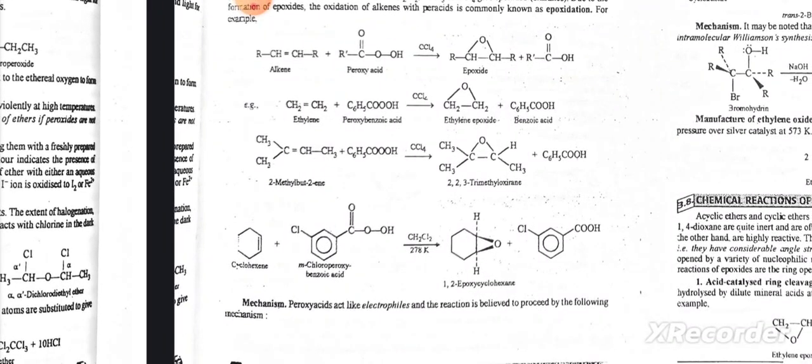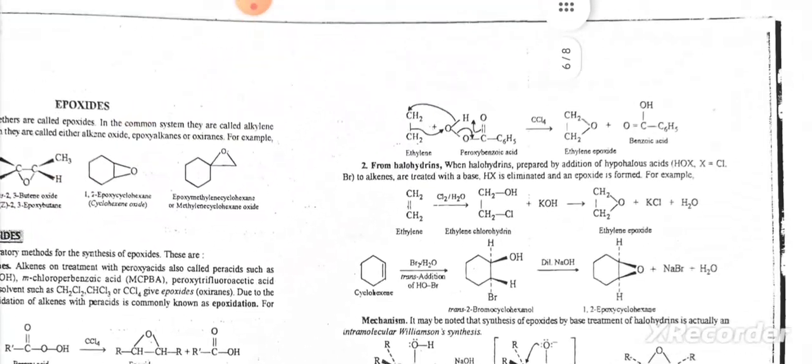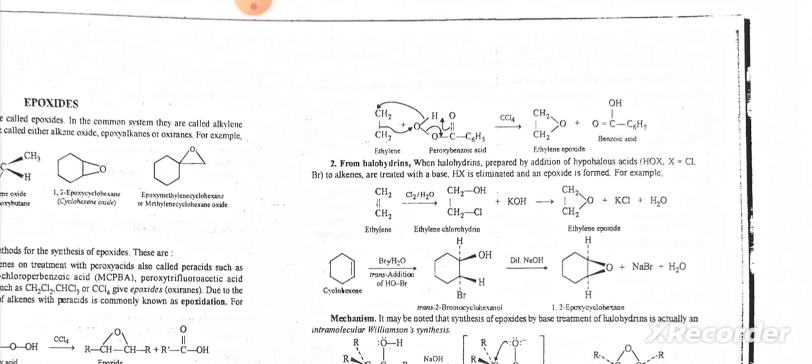For example, ethylene with peroxybenzoic acid in the presence of CCl4 will give rise to ethylene epoxide with benzoic acid. Second, from halohydrins: when halohydrins, prepared by addition of hypohalous acids to alkenes, are treated with a base, HX is eliminated and an epoxide is formed.